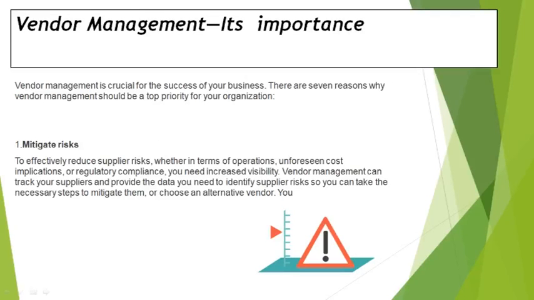Next is vendor management and its importance. Vendor management is crucial for the success of your business. There are 7 reasons why vendor management should be a top priority for your organization. First is mitigate risks. To effectively reduce supplier risks, whether in terms of operations, unforeseen cost implications, or regulatory compliance, you need increased visibility. Vendor management can track your suppliers and provide the data you need to identify supplier risks so that you can take the necessary steps to mitigate them or choose an alternative vendor.